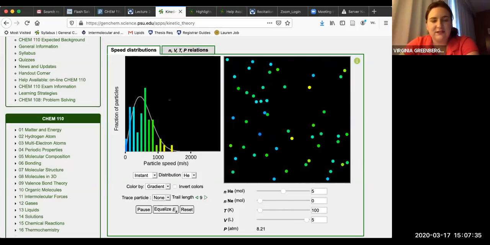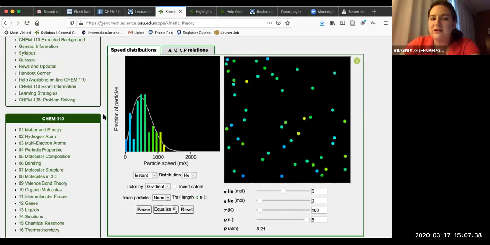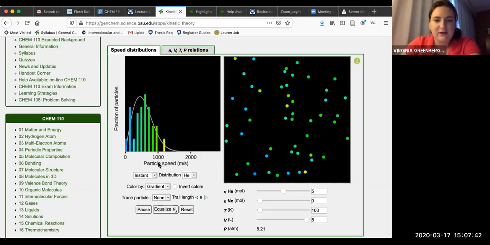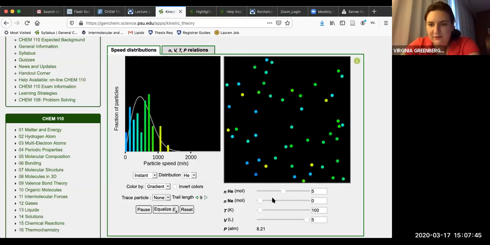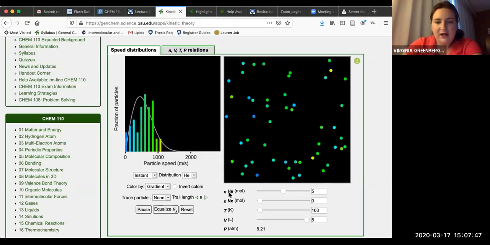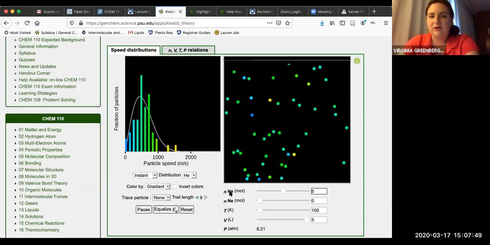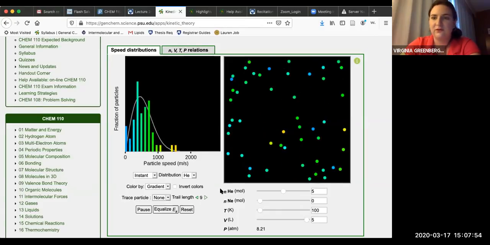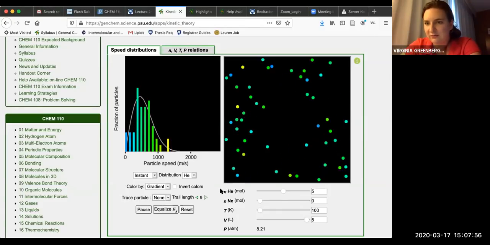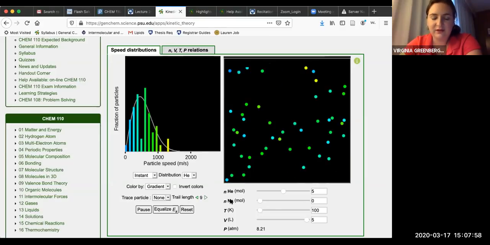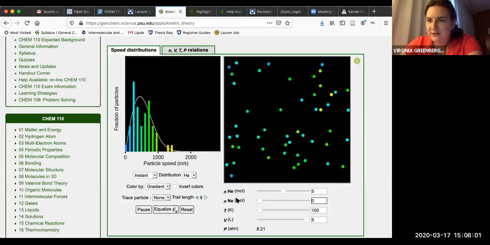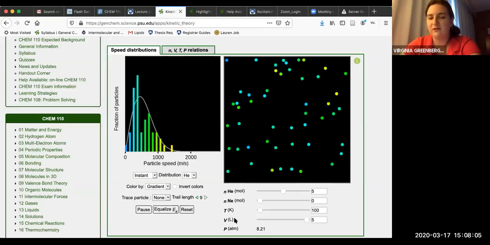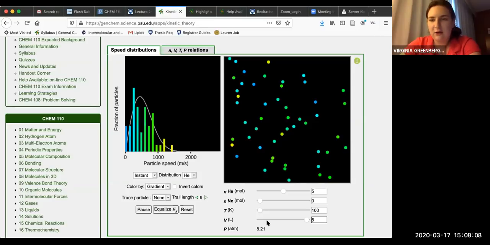And so right now you can see how most of our speeds are below this 1,000 meters per second. And then on the right here, I have some different things I can change. I have the N of helium, which is a way of saying how many moles of helium are in my box, or something proportional to how many helium gas particles I have. Then I can choose to add on neon, which we'll do in a moment. And I can change the temperature and the volume of my box and see how pressure changes.